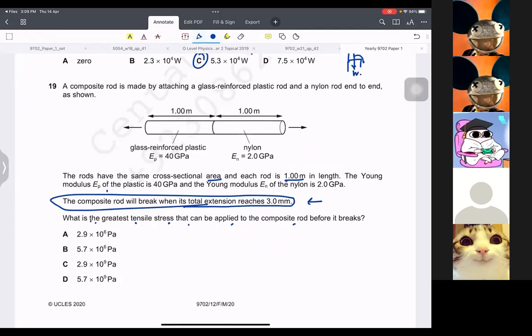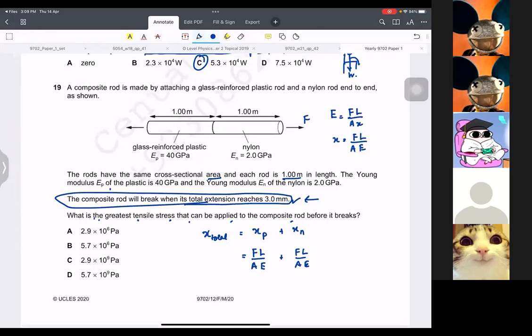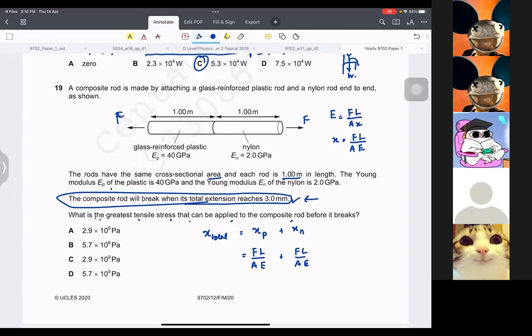Okay, now this is the clue. So let's say we have the total extension, the extension in plastic and the extension in nylon, and when it reaches 3, it will break. Fine. So we know that E is equal to FL over AX, and X is going to be FL over AE. So I'm going to replace it. I'm going to write FL over AE plus FL over AE. I'm considering that this F and this F is just the same, right?